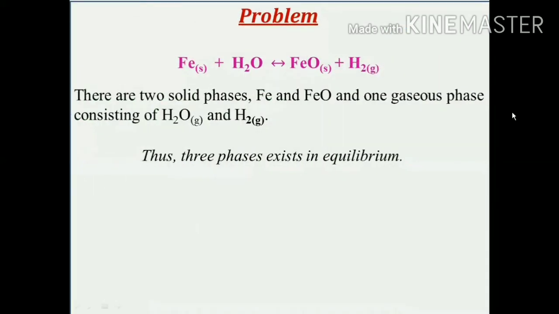Last of all, we have another problem, where Fe is a solid phase, FeO is solid, and H2 is given. Here H2O is missing its subscript, which is the gaseous state. So H2O in the gaseous state is missing from the information in the question. Here there are two solid phases, FeO and Fe. And what about the other two? H2 is gaseous, and H2O is also gaseous, as I just mentioned.